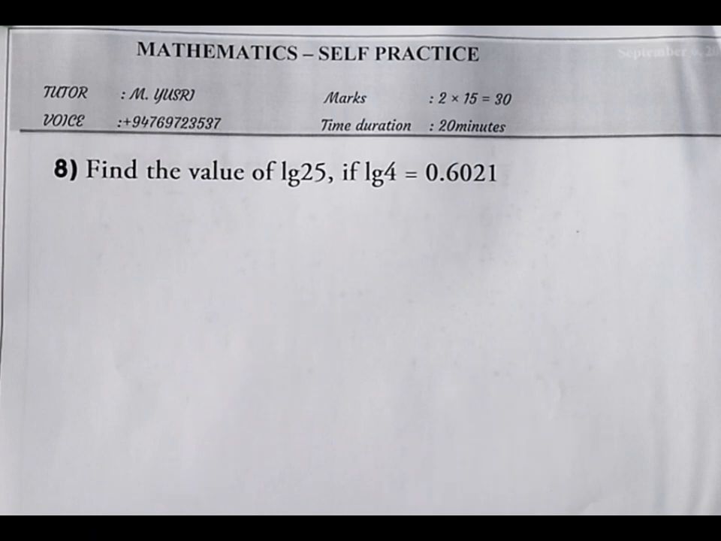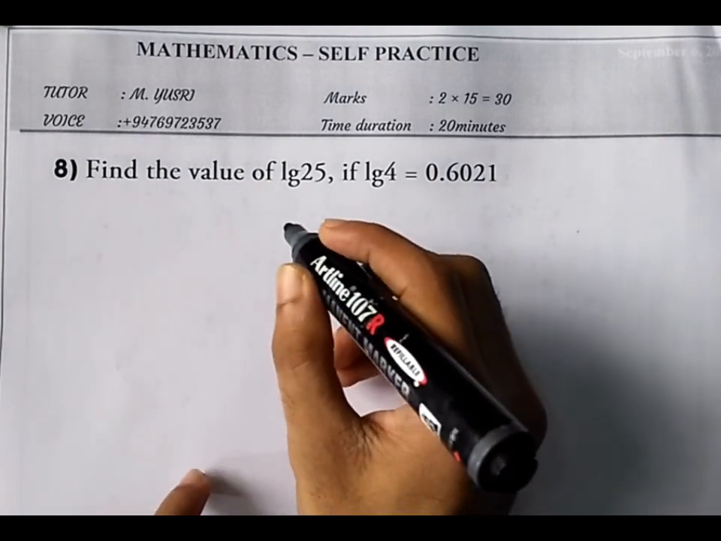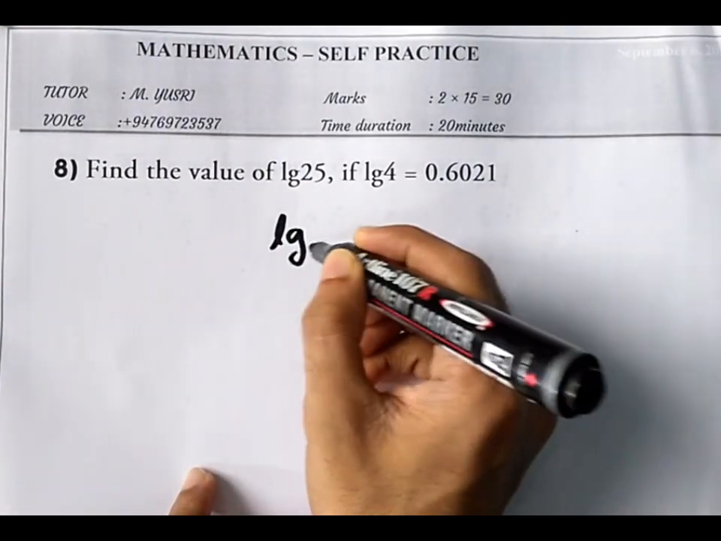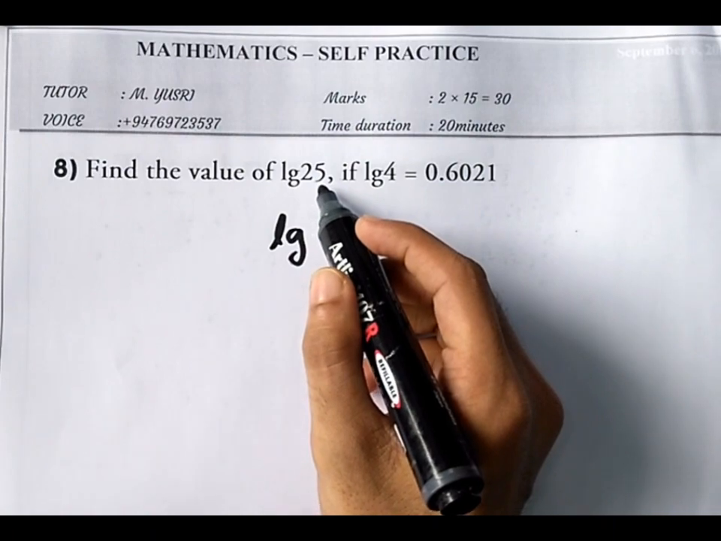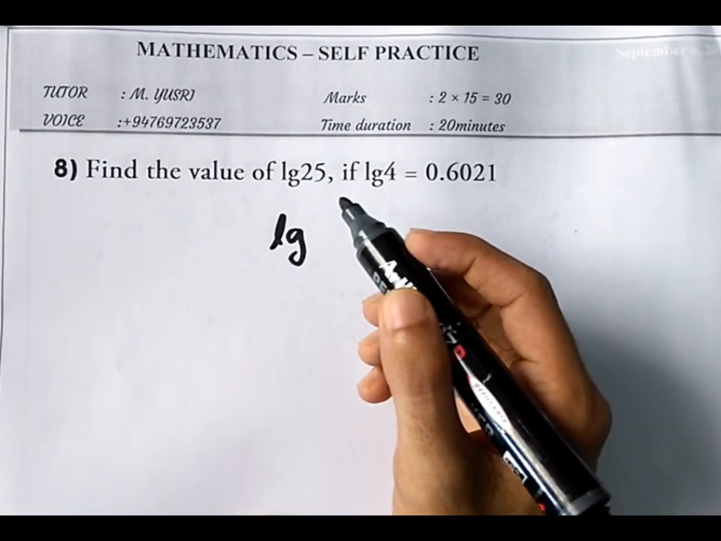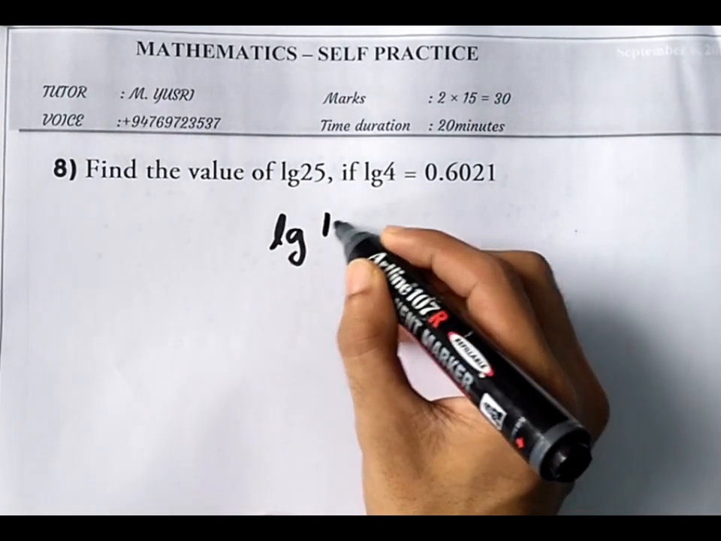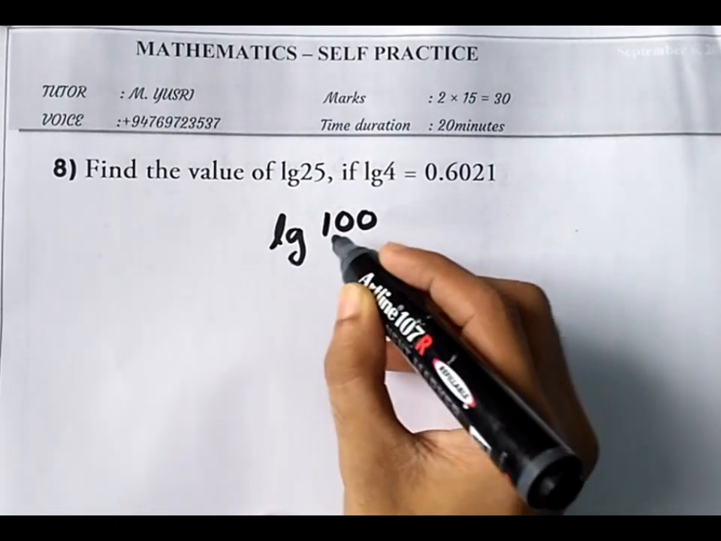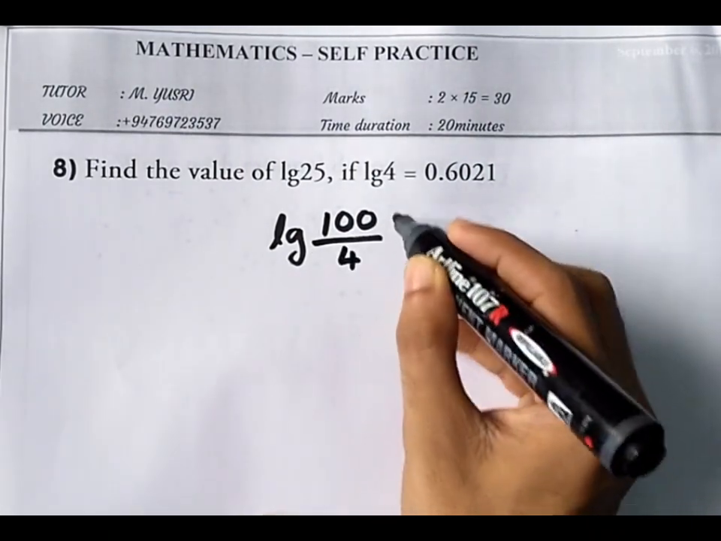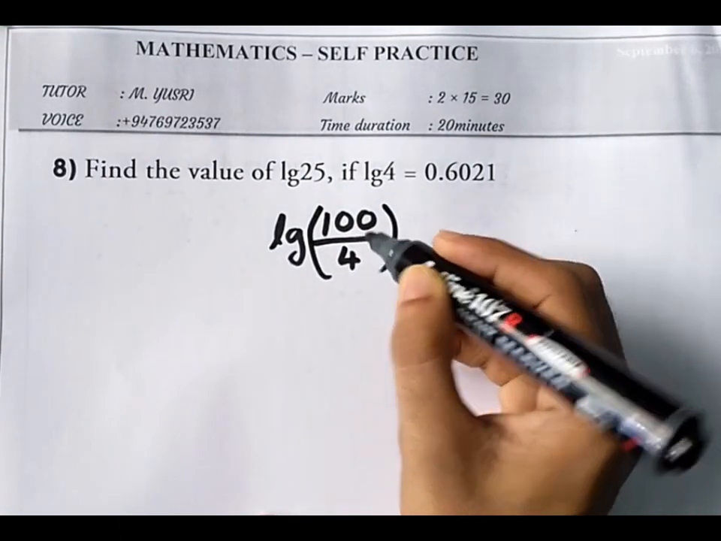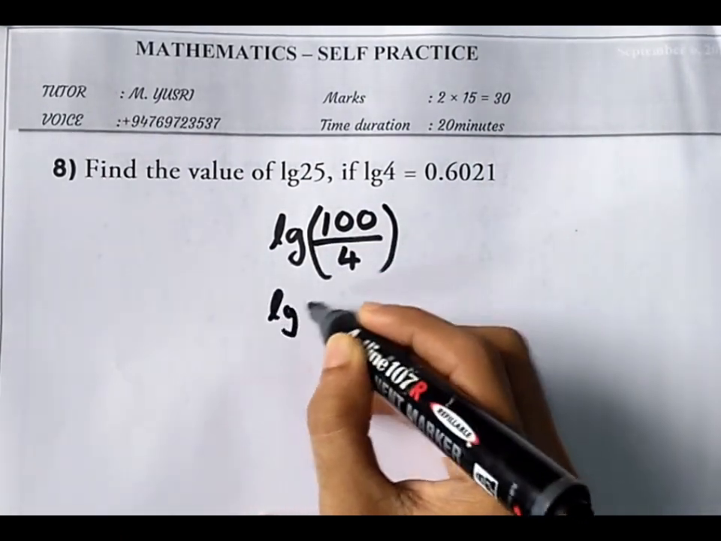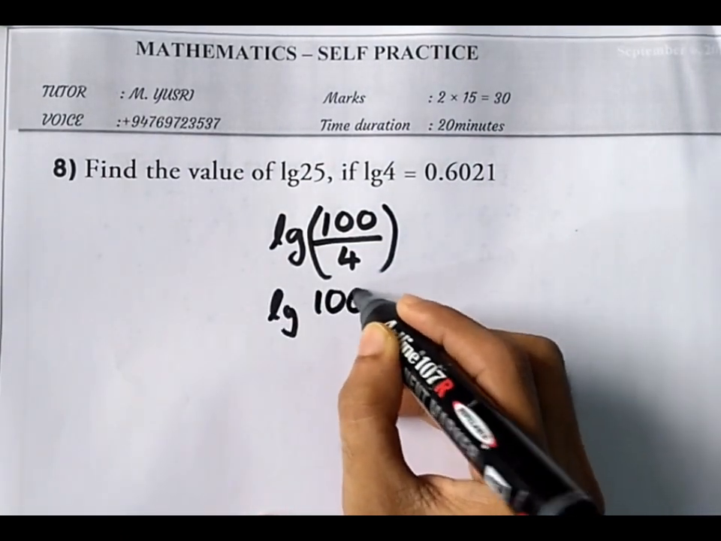Now this one is a bit tricky. They have given that log 4 is equal to 0.6021, and now they're asking us to find the value of log 25. How to find that? Look at the method. First of all, how to obtain this 25? 50 divided by 2 is 25, but it's better to take 100, because we know the value of log 100. So we'll divide this by 4. If there's a division, then we just write that with a minus sign.